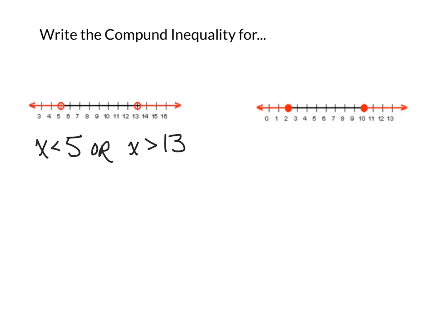So in the second example, we have all of our x's are less than or equal to 2. It's "or equal to" because it's a dot. Or all of our x's are going to be greater than or equal to 10.